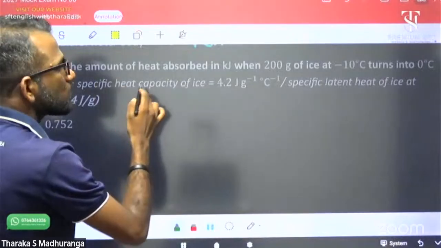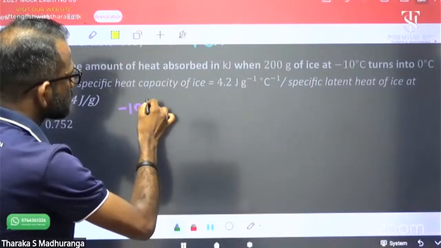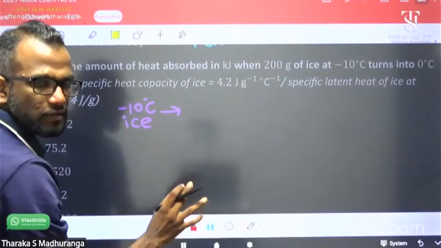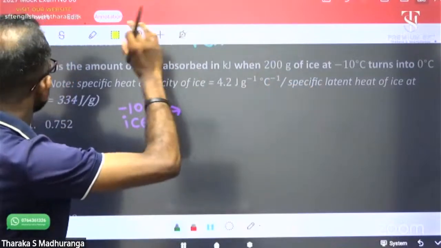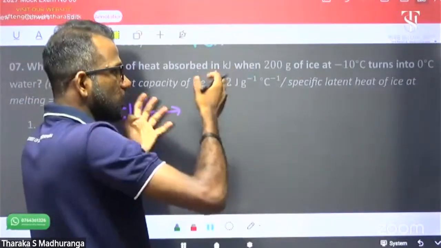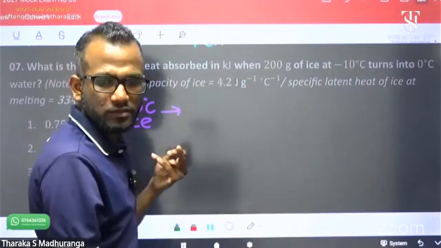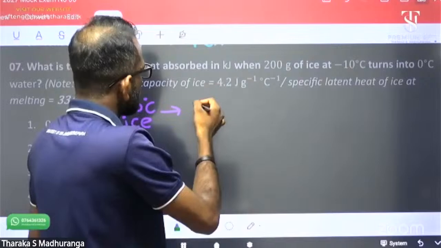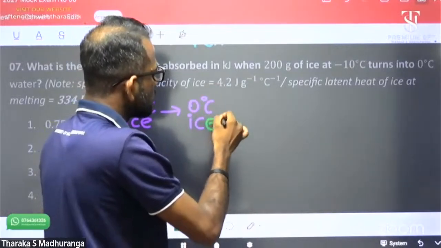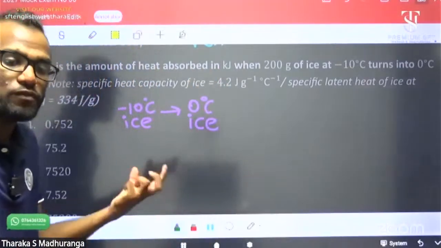Okay, what happened? Initially, it is -10 Celsius ice, to be converted into 0 Celsius water. First, it reaches the melting point, then it is 0 Celsius ice. You know 0 Celsius is the melting temperature of ice.